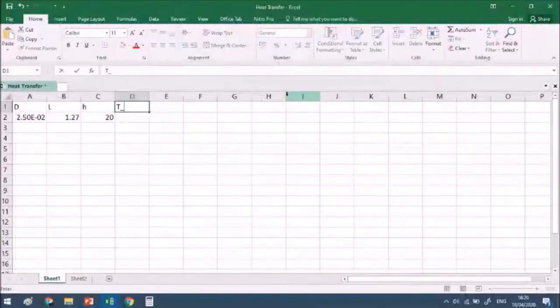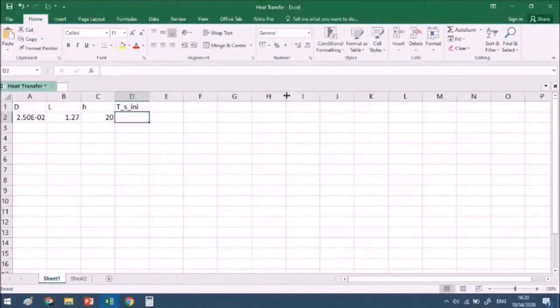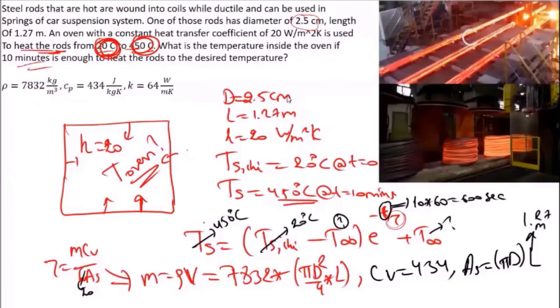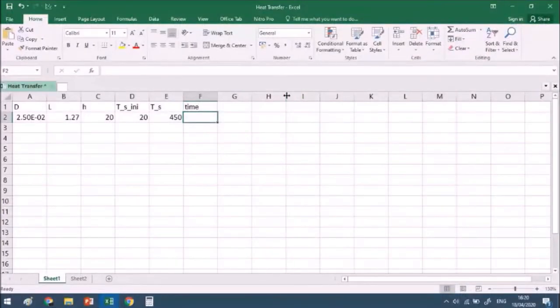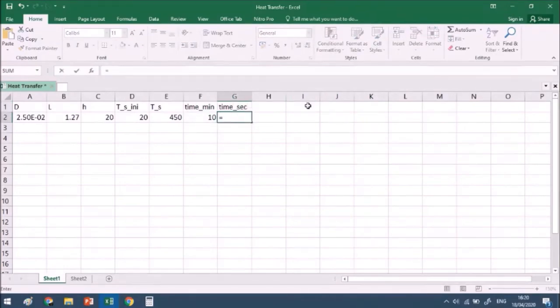You have Ts initial. This one is given. Initial, it is 20 degrees Celsius. It is given as 450 when time is 10 minutes. I will write it as time in minutes, and I will add time in seconds. The time in seconds will be this one multiplied by 60. Good.